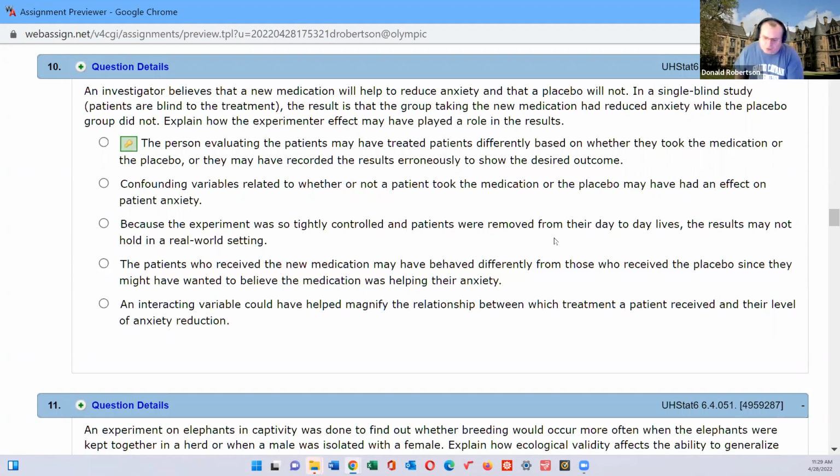So the reason that small reduction disappeared, and they said the experimenter effect is, I suspect they're getting at here, is that the experimenter was actually the person collecting the data. It wasn't a doctor that didn't know what was going on. And the experimenter was subconsciously indicating to the placebo people that they had a placebo.